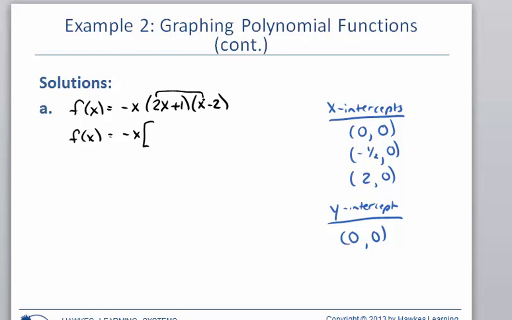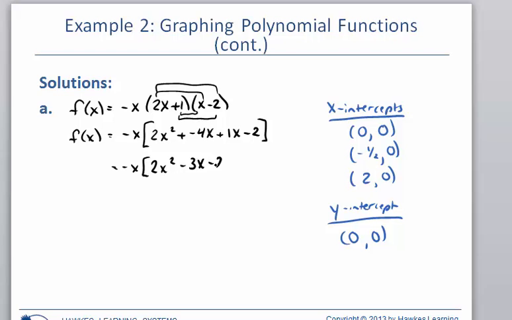All right, so first times first, 2x times x is going to be 2x squared. The outside will be 2x times negative 2. That'll be a negative 4x. The inside, 1x, and the last terms will be negative 2. So simplifying there, we have 2x squared minus 3x minus 2.